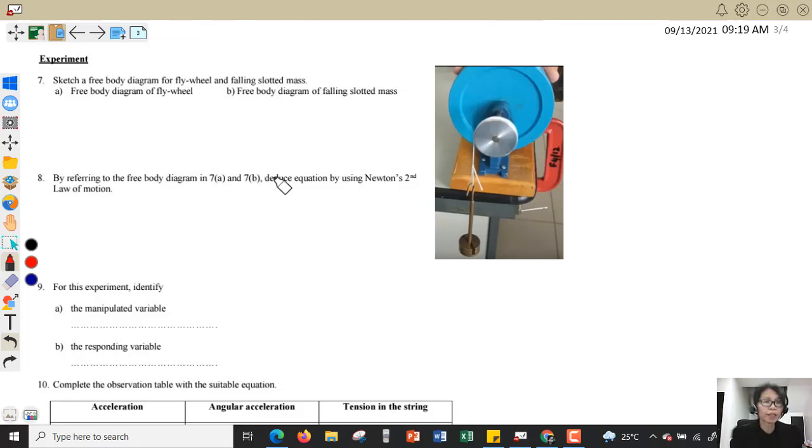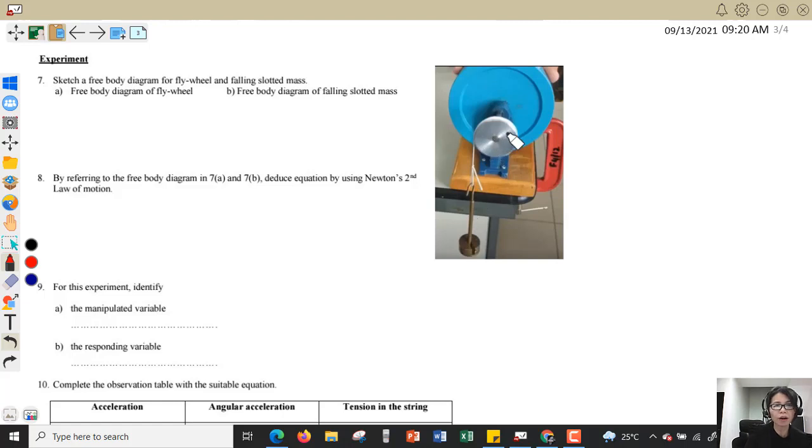Alright, now we continue to answer questions 7 until 14 based on the instructional video we watched just now about the theory and also the procedure. So, question 7, sketch a free body diagram for the flywheel and falling slotted mass. We are going to attach the string around the axle of the flywheel, and then at the end of the string, we connect the slotted mass.